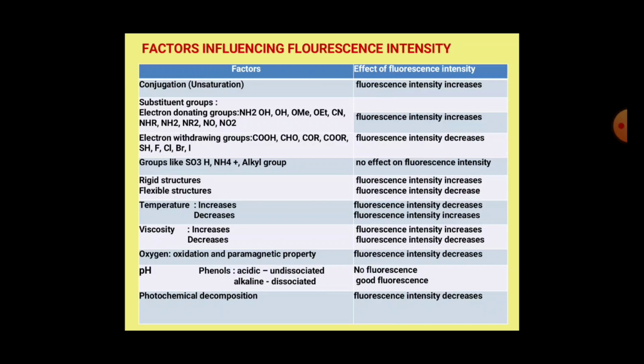pH. The effect of pH depends on the chemical structure of the molecule. Here, as an example, you can see the phenols. Phenols in acidic condition are undissociated and do not give any fluorescence. So in acidic condition there will not be any fluorescence. Whereas in alkaline condition the phenols are dissociated and give a good fluorescence. So in alkaline condition we can observe the fluorescence intensity.